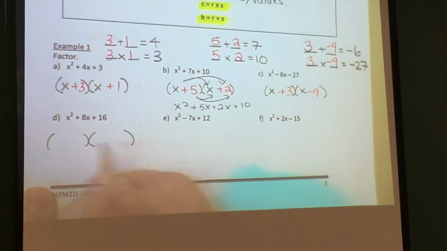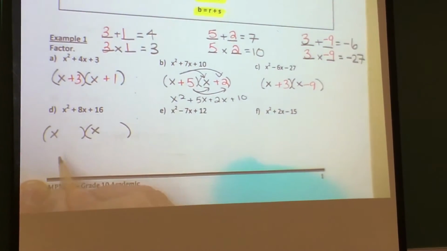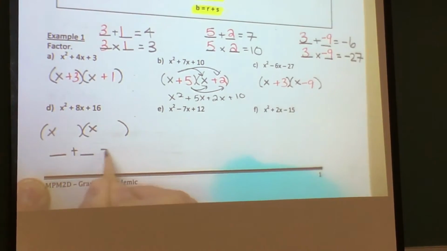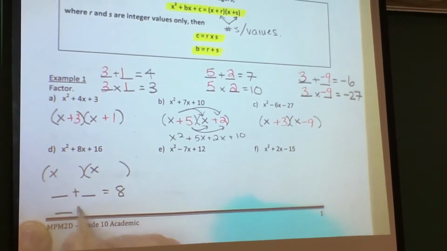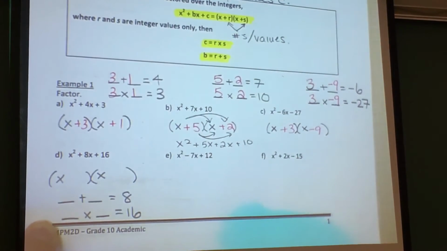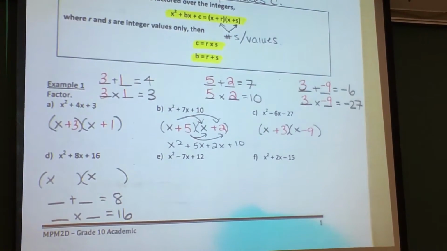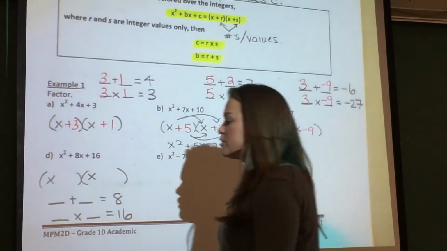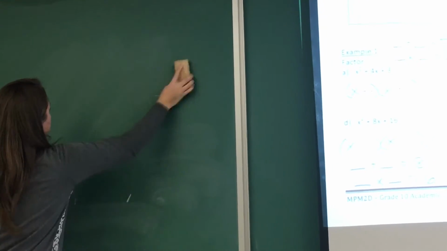Brackets, x in each bracket. I need 2 numbers that add together to give me 8. I need 2 numbers that multiply together to give me 16. Okay? So let's do it in the way that I just did on the board. Quickly, for those of you who are still not seeing it right away. 4 and 4. Good.